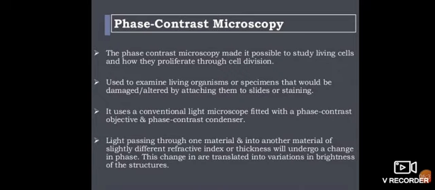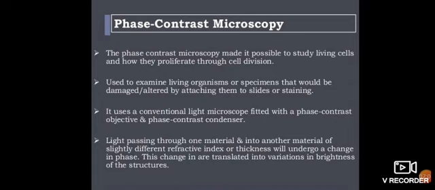All those points we can observe by phase contrast microscopy. It is used to examine living organisms or specimens that would be damaged or altered by attaching them to the slide or staining. Means at that point we can easily observe the specimen or microorganism, whether it is damaged, or whether it has proper stain or not.